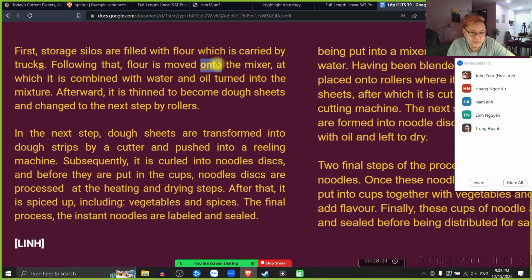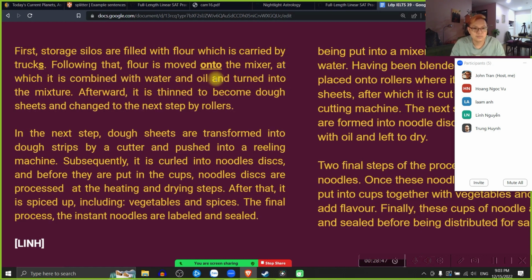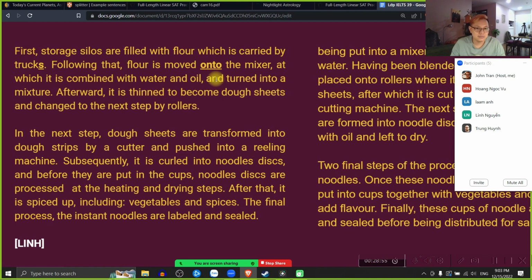And which is combined with water and oil. What? Sai về ngữ pháp nè. At which is combined and then turn into the mixture. What? Wrong grammar. And turn into a mixture. Em nêu cái mixture lần đầu tiên và được biến thành một hỗn hợp. You're talking about mixture the first time, so a mixture and turn into a mixture.